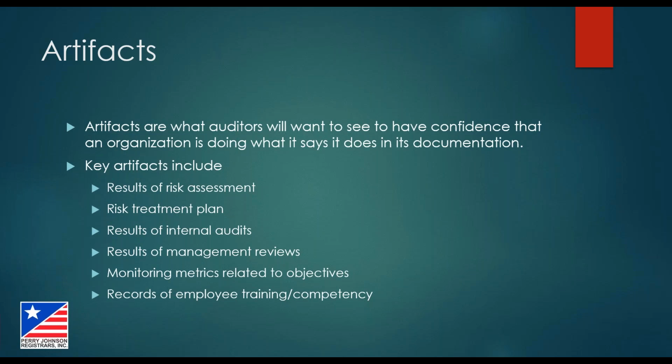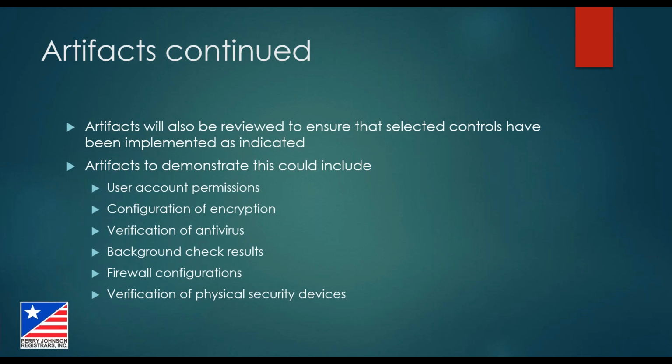Commonly, and this is with most ISO audits, we will look at records of employee training or competency verification. For information security, it could be things like ongoing security awareness training, things of that nature. So these are the kind of records that we would typically request during an audit, or an example of some, I should say.